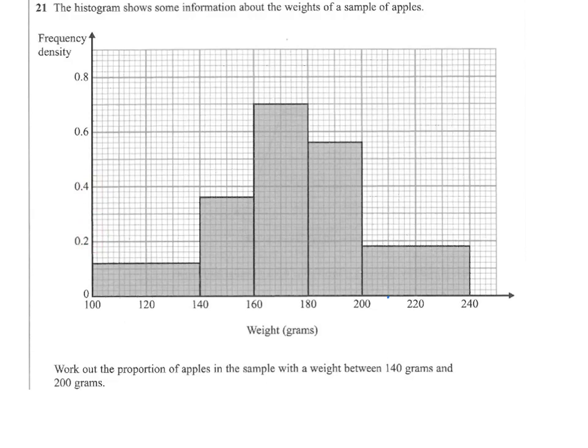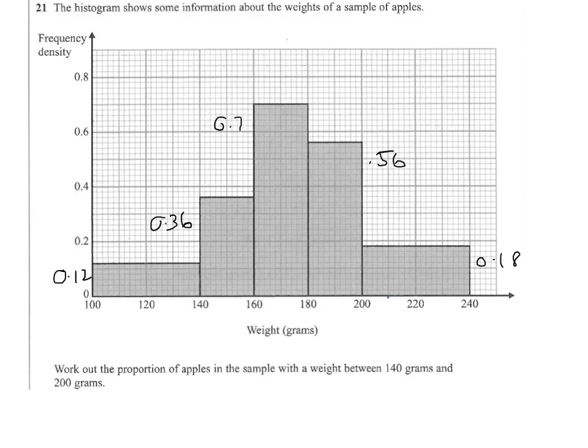So our first bar is going to be 0.12. Our second bar is going to be 0.36. Our third bar's height is going to be 0.7. Our fourth bar is going to be 0.56. And our fifth and final bar is going to be 0.18.